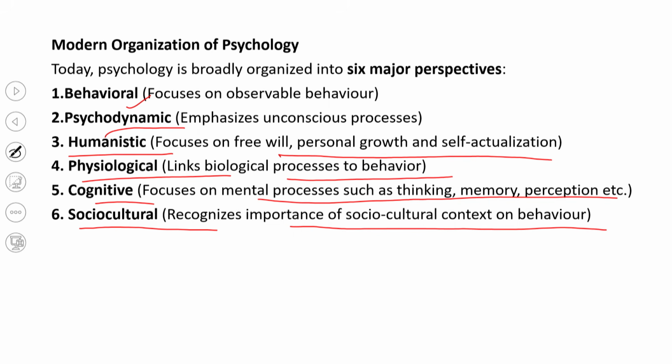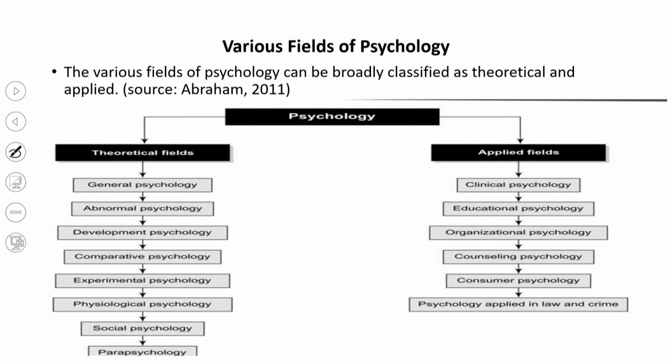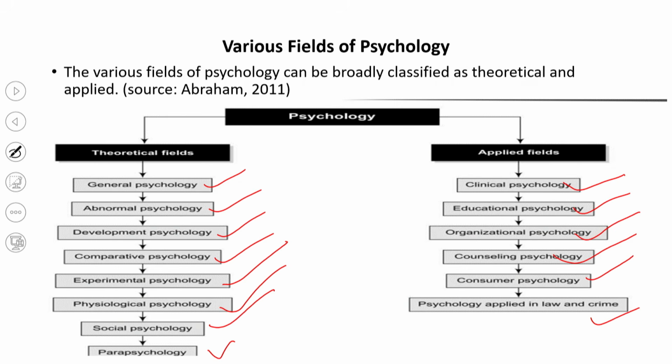Some of these came from the earlier schools of thought, some of these schools actually evolved from the earlier schools, and some of the earlier schools of thought actually faded. If you see the various fields of psychology in today's scenario, there are some theoretical fields and some applied fields, some of which we have already discussed. Theoretical fields include general psychology, abnormal psychology, developmental psychology, comparative psychology, experimental psychology, physiological psychology, social psychology, even things like parapsychology, which is not part of core psychology. Applied psychology may include clinical psychology, educational psychology, organizational psychology, counseling psychology, consumer psychology, psychology applied in law, crime and so on. So, it has both theoretical fields as well as applied fields.